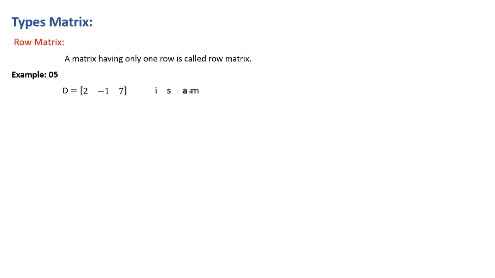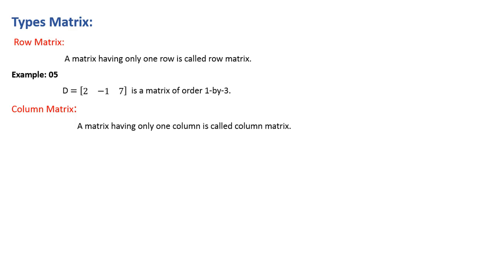Dear students, we are going to understand the types of matrix. Here the first type of matrix is row matrix. A matrix having only one row is called a row matrix. Example, D is equal to the matrix having elements 2, minus 1 and 7 is a matrix of order 1 by 3. Column matrix. A matrix having only one column is called a column matrix. Example, E is equal to the matrix having elements 1 and 0 is a matrix of order 2 by 1.